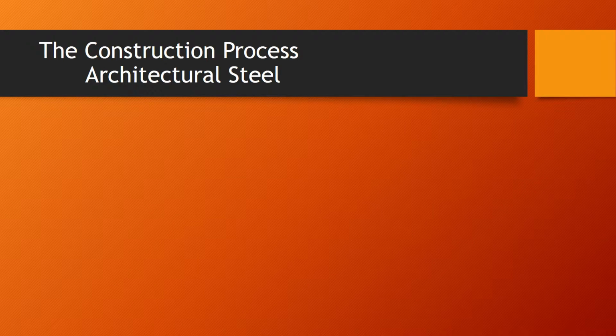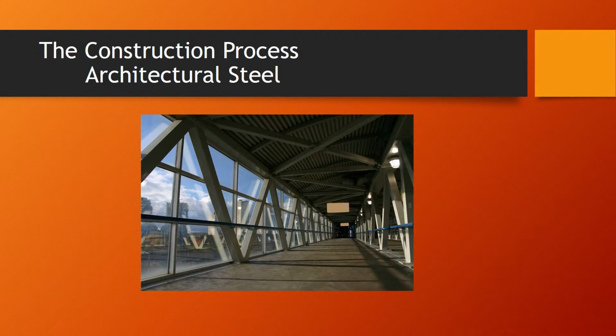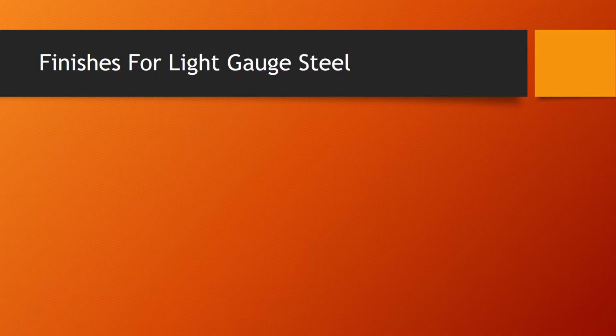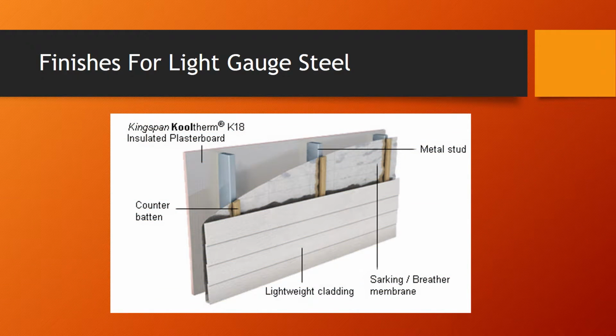Architectural steel. Architectural steel is left exposed after the construction process, and usually has high finish standards because it will be seen by people using the structure. Finishes for light gauge steel. Any finishes used for wood framing may also be used on light gauge steel framing, but only screws may be used to fasten finishes to the frame.